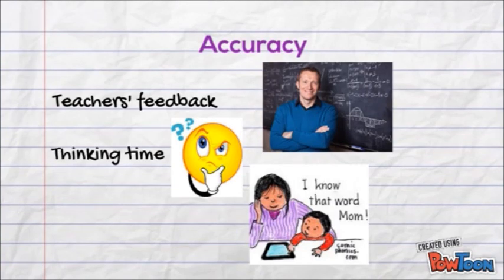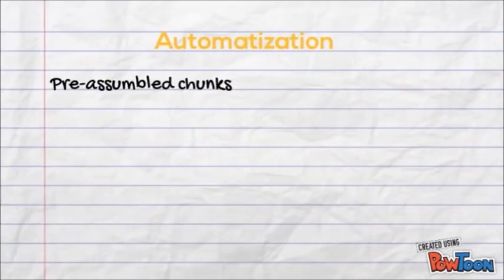Thinking time. If you don't want to make mistakes, you need to think sometimes before what you will say or what you will write. So you need thinking time. And familiarity, because you need to use those words that you already know in order to be accurate. So those are the factors that you need to be accurate. Now let's talk about automatization and its factors.